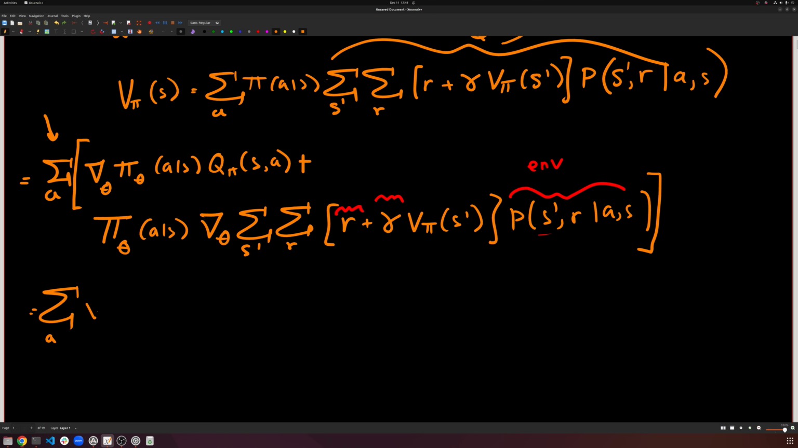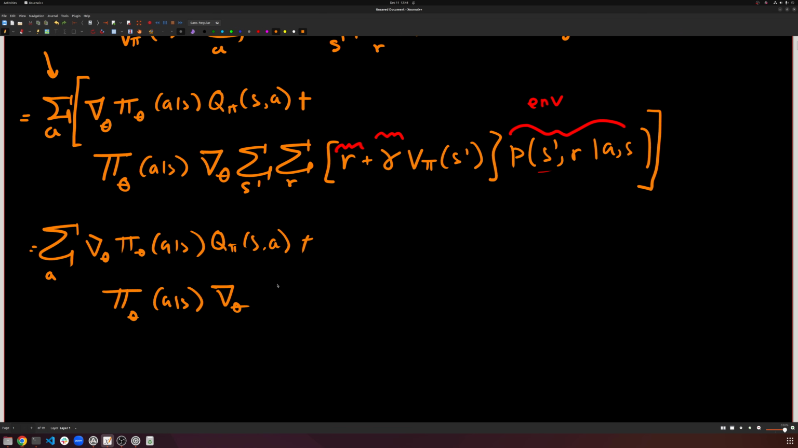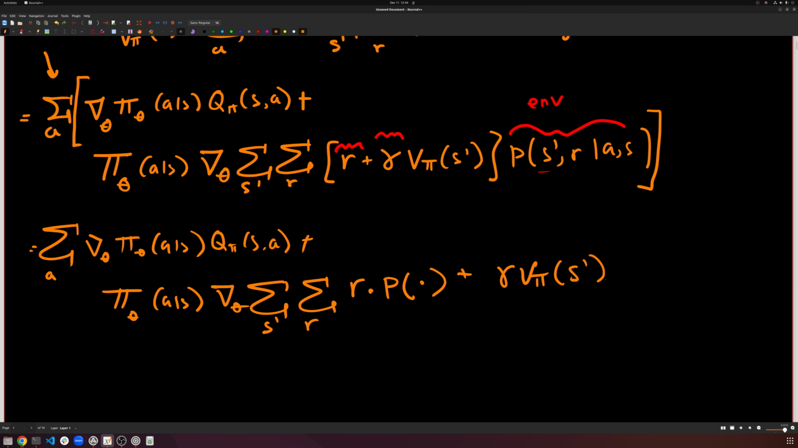So we're going to have the action, again, pi theta, a given s, q pi s a plus, and then we're just going to do a little bit of distributing. It's going to be a given s, nabla theta, not delta, but that's fine. We have the sum over s prime, sorry, r, and then we're just going to distribute. So it's going to be r times the probability of all that stuff on the inside, plus the gamma, our value function for the next state, and then again the probability of all of that stuff on the inside.